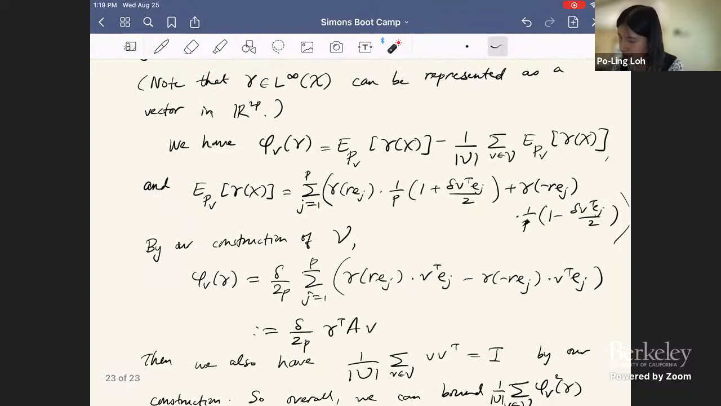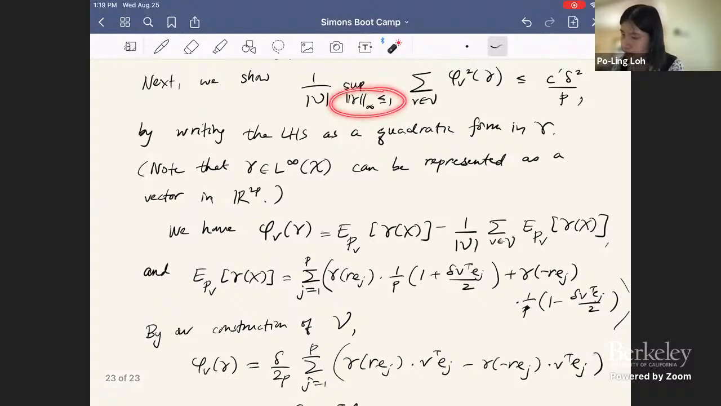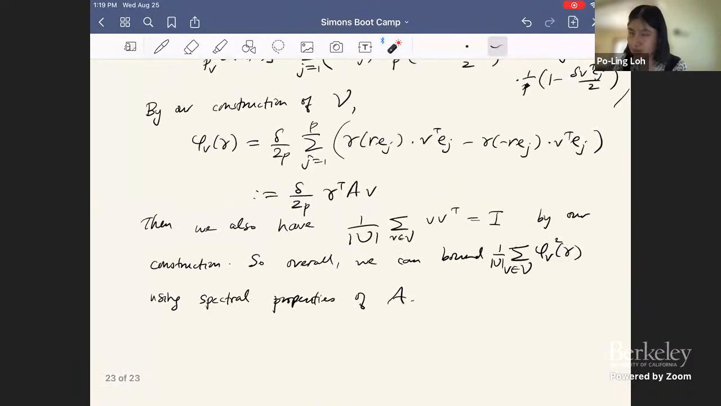And you can see that if you square this, you have delta squared over p squared. The reason why a p gets knocked off is because we're taking a supremum over gammas which are bounded in infinity norm. And when we talk about spectral properties of a matrix, we're bounding quadratic forms where gamma is a unit vector. Okay, but we won't dwell on this longer.